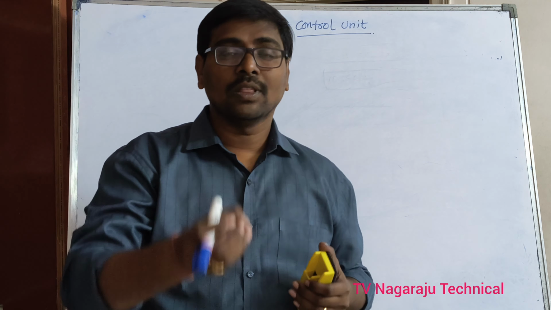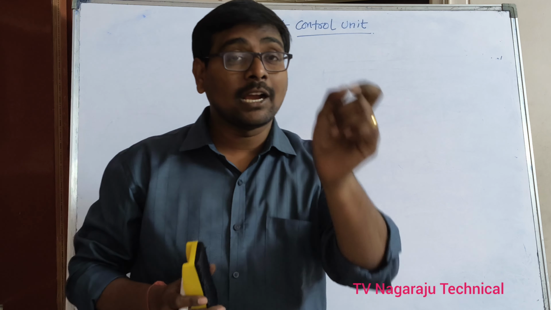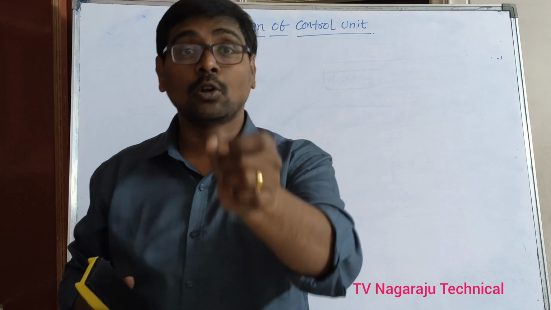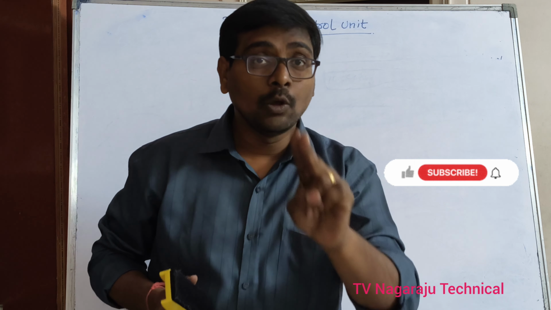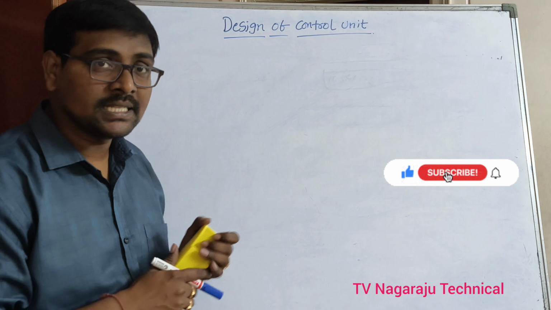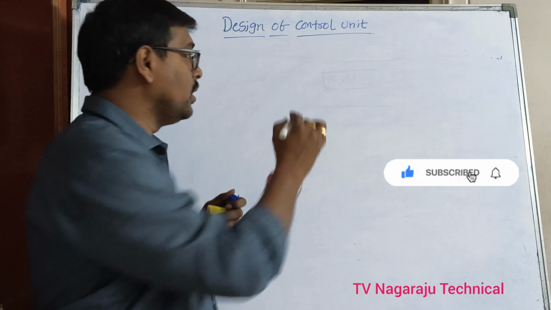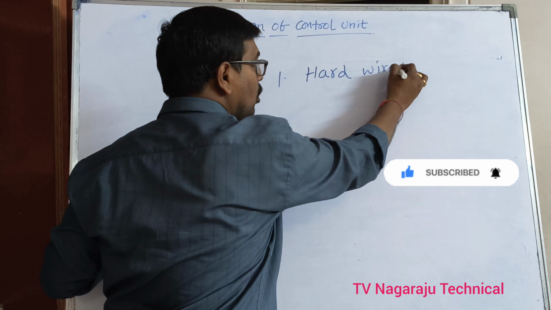We already know the control unit controls the operation of a computer. The control unit generates the control signals that initiate the micro operation. Now, this control unit is designed in two ways. One is hardwired control unit. Second one is microprogrammed control unit.